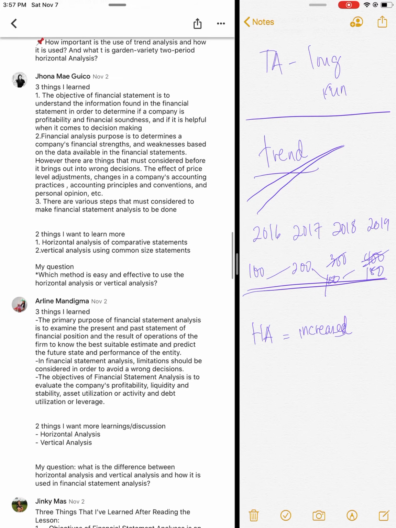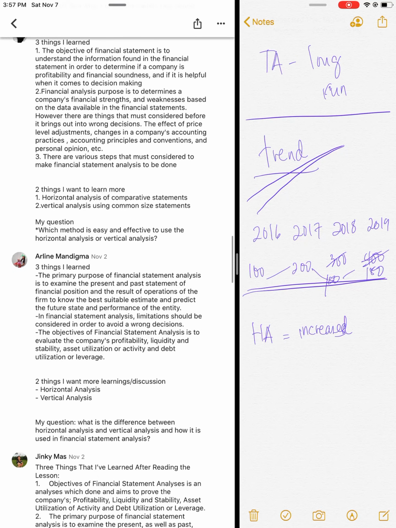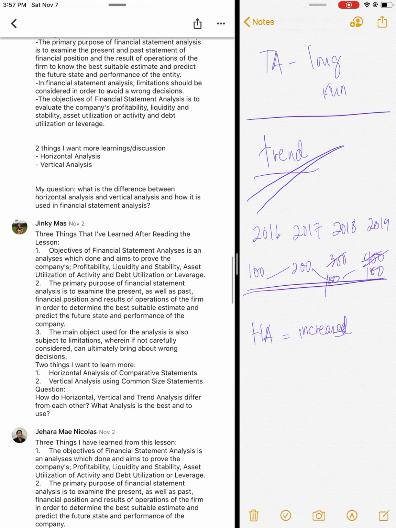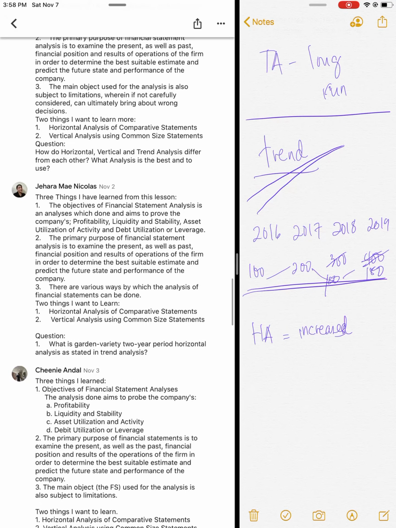users of financial information. Question from Jonah. Which method is easy to use and effective to use? Sabi ko nga, for me, mas madaling gamitin ng vertical analysis, pero kung alin ang mas effective, depende sa gusto mong alamin. Arlene, what is the difference between horizontal analysis and vertical, and how it is used in financial statement analysis? I guess I already answered that. From Jinky, difference of the 3, what analysis is the best and best one to use? Again, it depends on your objective.